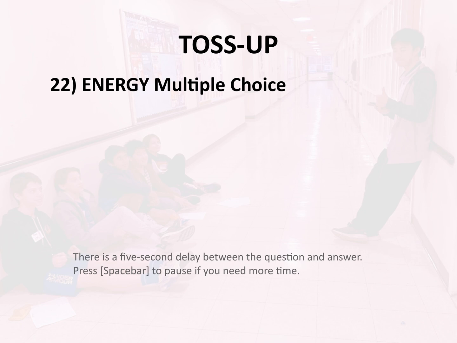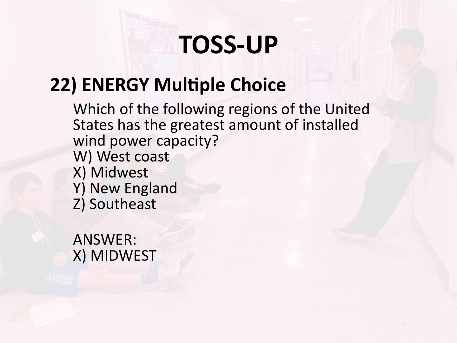Toss-up 22. Energy multiple choice. Which of the following regions of the United States has the greatest amount of installed wind power capacity? W. West Coast. X. Midwest. Y. New England. Z. Southeast. Answer. X. Midwest.